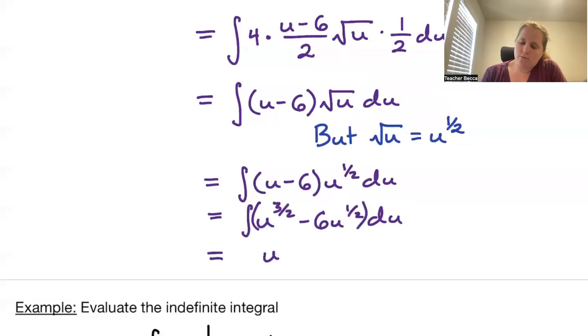We'd go from u to the 3/2 up to u to the 5/2, then divide by 5/2, and we wind up with 2/5 u to the 5/2. Then we have minus u to the 1/2 will go to u to the 3/2. Divide by 3/2 is like multiplying by 2/3. So I'm actually going to give myself a little more room here. Let me update my screen.